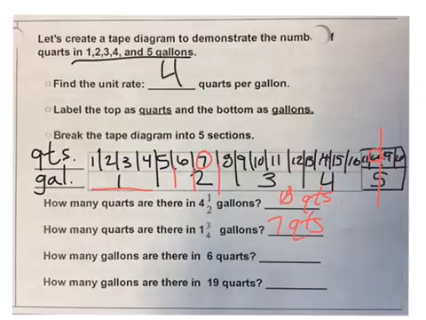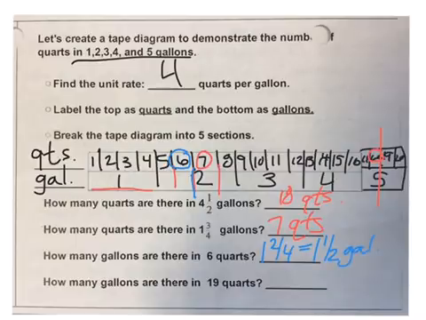How many gallons are there in 6 quarts? So now we're going to look at 1, 2, 3, 4, 5, 6 quarts. And that's 1 2/4, which equals 1.5 gallons.